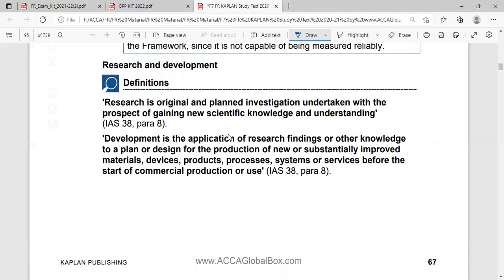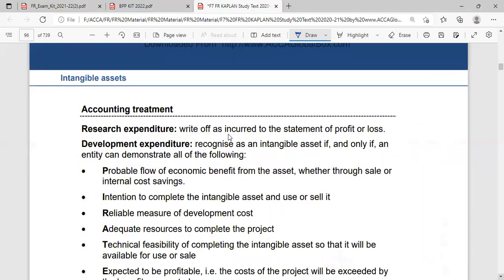So coming to research and development. Research is original and planned investigation undertaken with the prospect of gaining new scientific knowledge and understanding. So for finding something new, whatever activity is performed is called research. And the application of the research findings is covered under development. Generally, the amount spent for research is treated as an expense and is transferred to the statement of profit and loss.